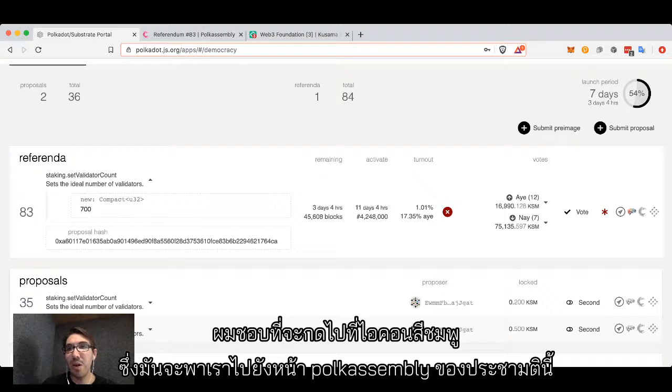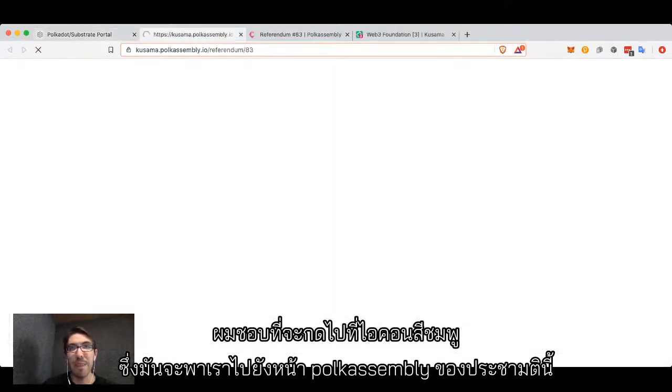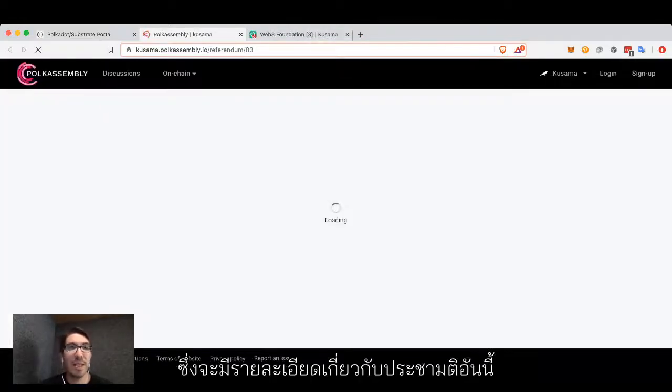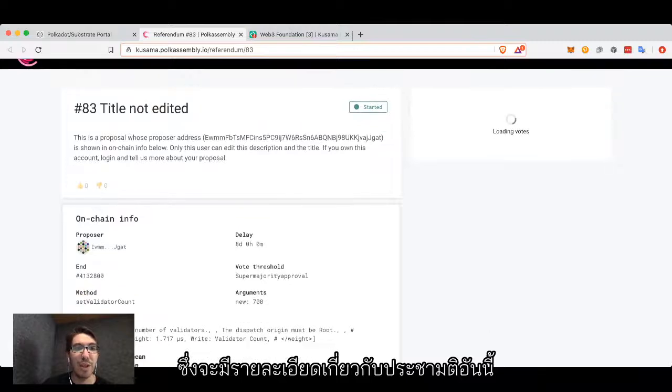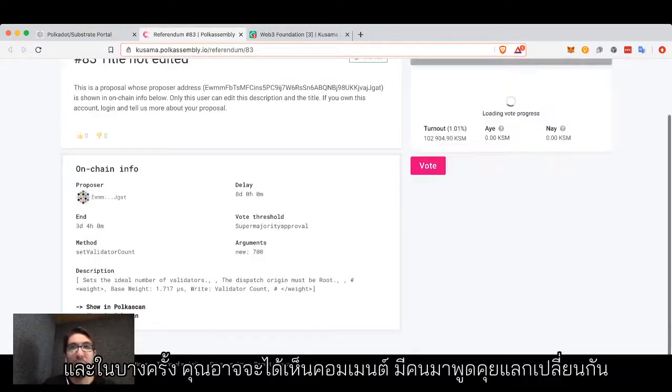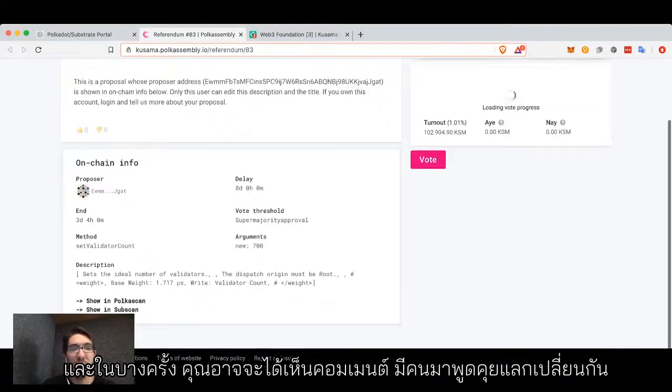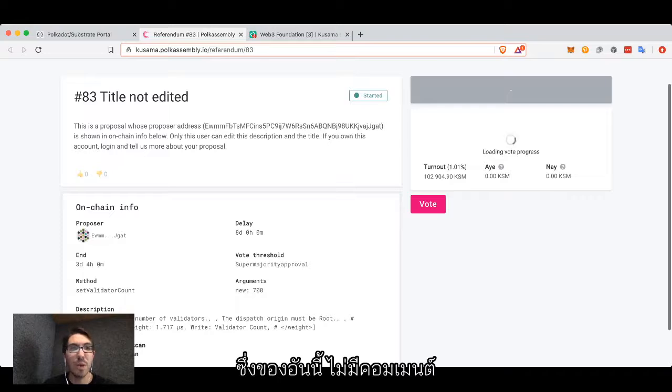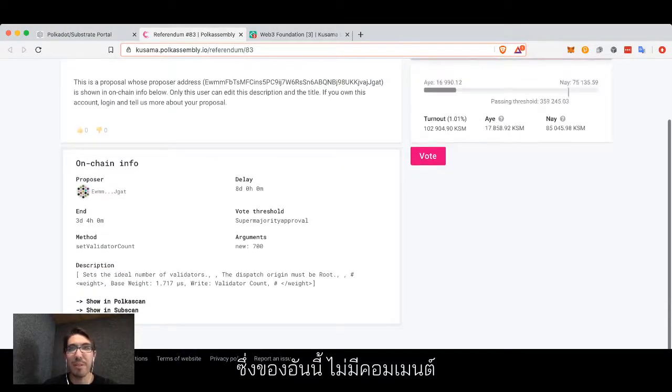What are you actually asking for? I like to click on this icon, which will take you to the Polkassembly page for this referendum, where you can see a little bit more information about the particular referendum. And you may also occasionally see comments below as people discuss it. This one doesn't have any comments on it.